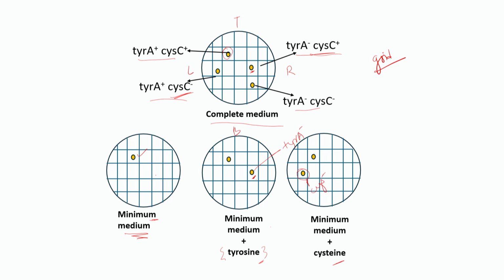So this replica plating technique is very important and useful for experiments where you have to sort and isolate different types of mutations.